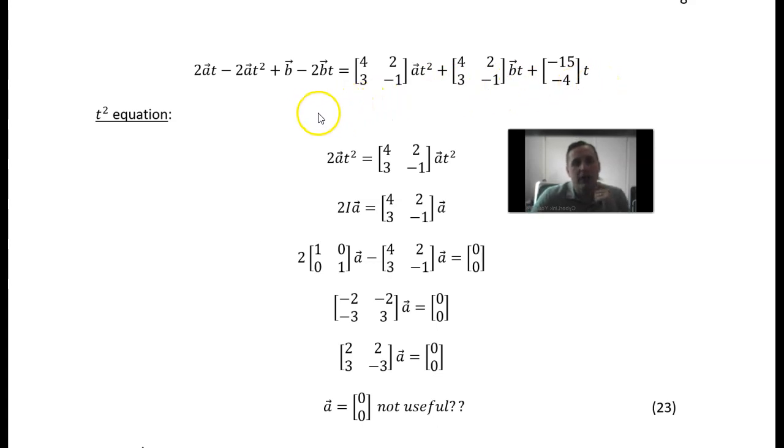And furthermore, we also are starting to take a look at what parts are the same. So this is a t squared term, this is a t squared term. We'll equate those. Here are linear t terms, these 2 and then these 2, so we'll equate those on the next slide. And then b vector, I don't see any constants over here, so we'll equate it to the 0 column matrix. Now, when we equate these t squared terms, we have 2a vector t squared equals matrix A vector t squared.